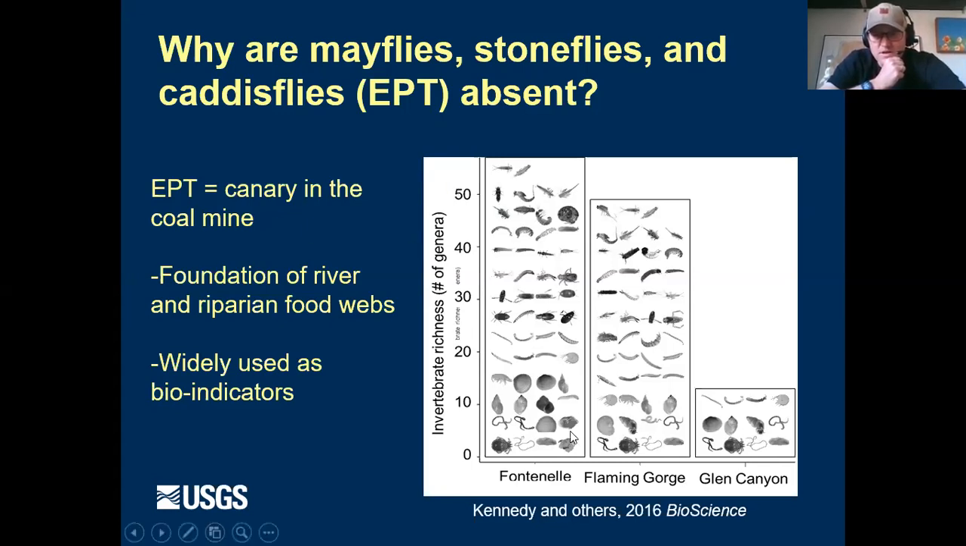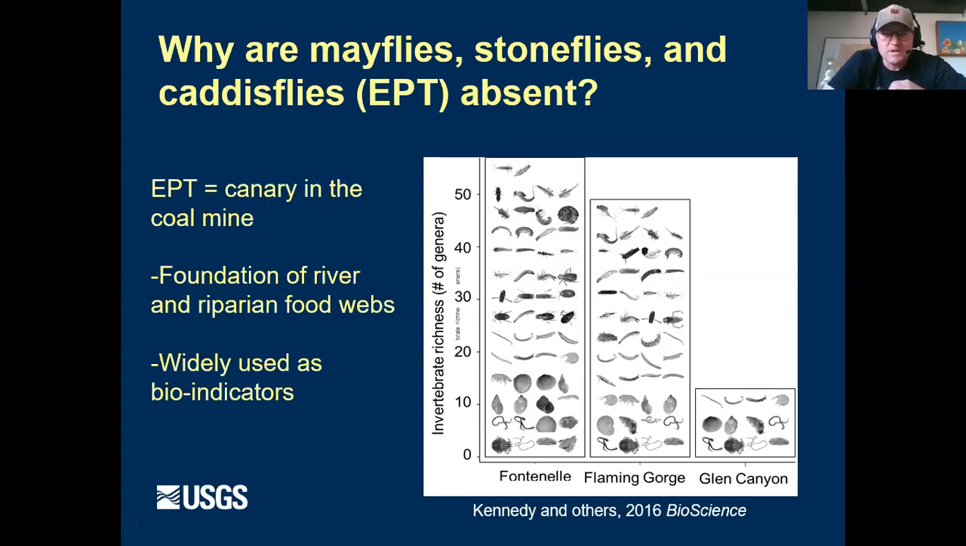So this is what Fontenelle Dam looks like. There's over 50 unique genera of aquatic invertebrates, including many types of mayflies, stoneflies, and caddisflies. And then downstream of Flaming Gorge, they've lost a lot of the mayflies, but there are numerous other aquatic insect species, caddisflies and stoneflies and things like that. And then there are a few mayflies. And then here we are in Glen Canyon. We have 12 invertebrate genera, no mayflies, no stoneflies, no caddisflies.